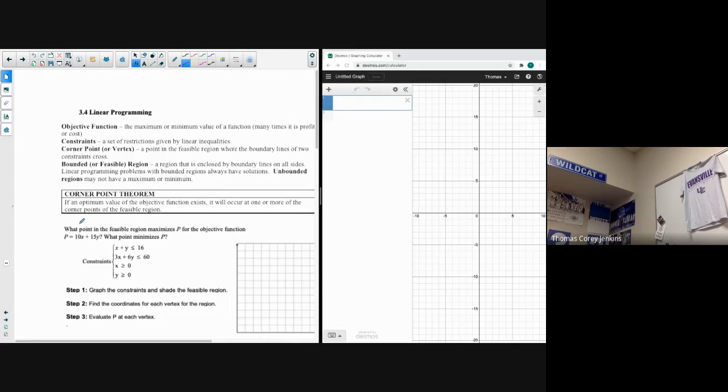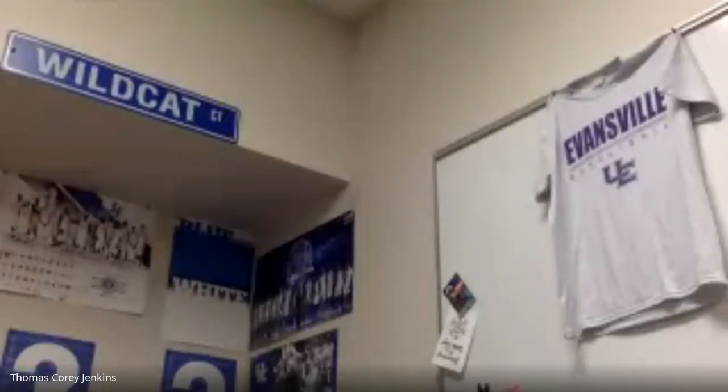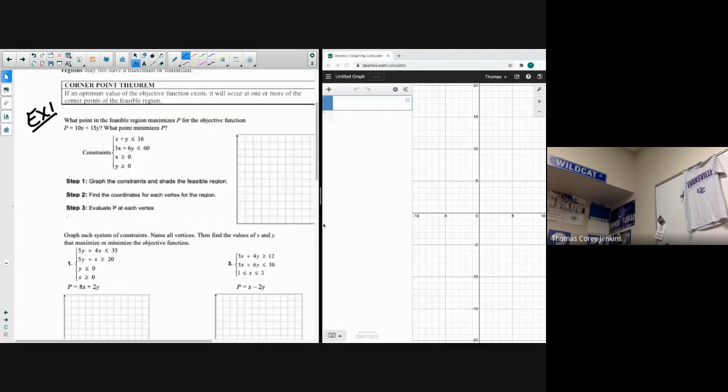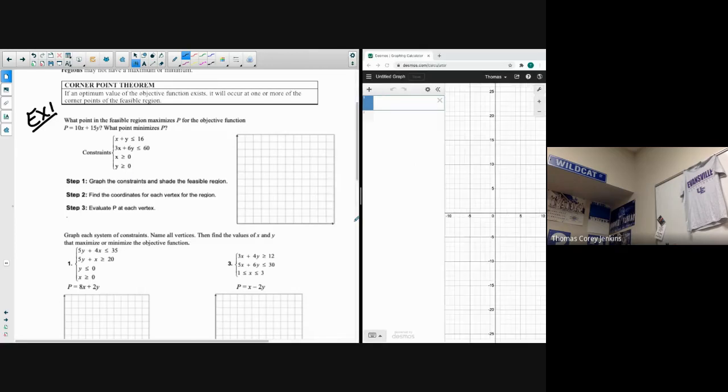First one we're going to do by hand. So this is like example 1, and we will just do this one old school with no technology. So example 1. This is an example of how to do one of these by hand. All right, make my page a little bigger here. It says, what point in the feasible region maximizes p for the objective function p equals 10x plus 15y? All right, so let's go ahead and try to figure that out.